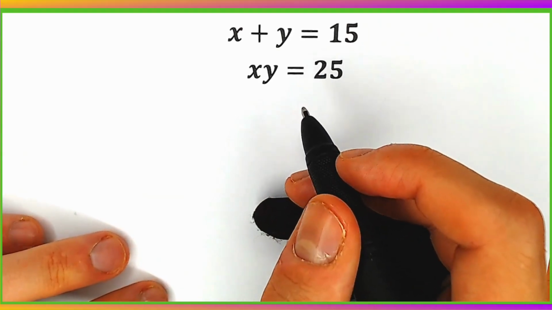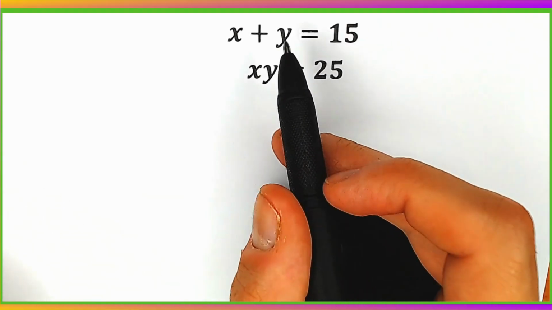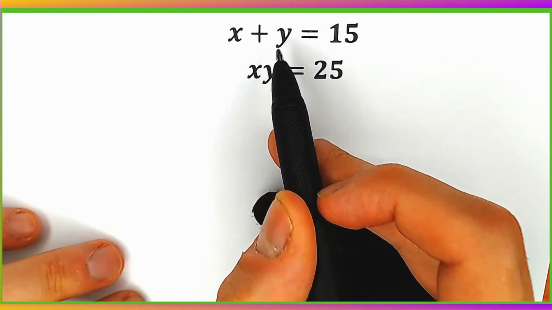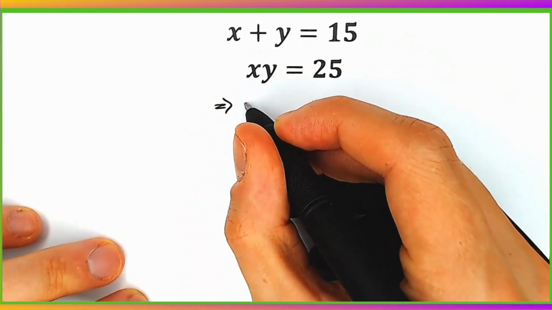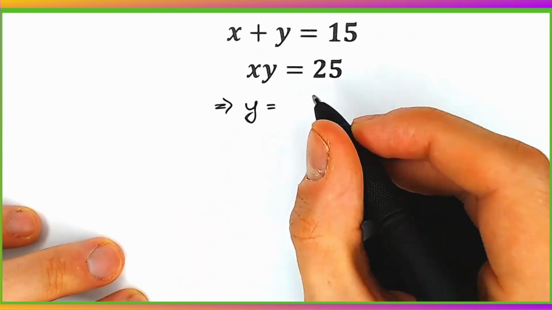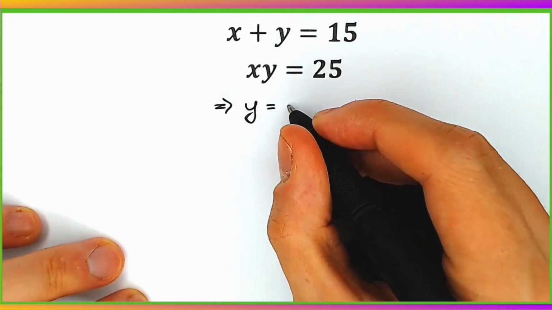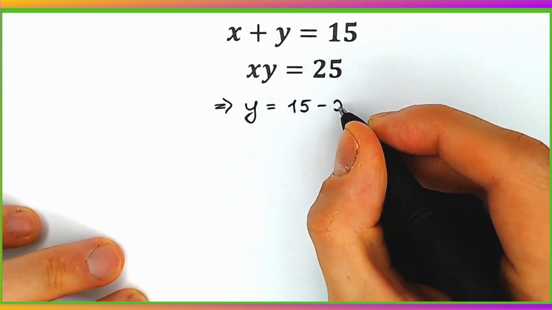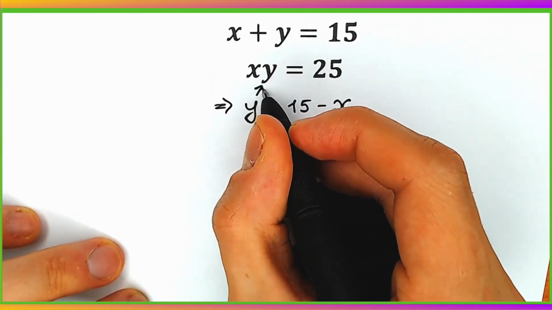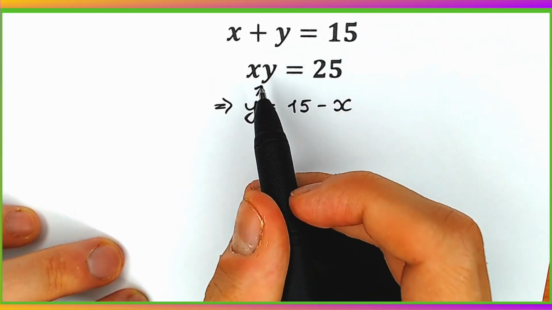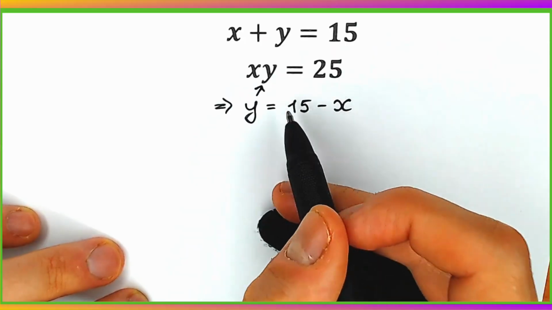Okay, so this is a very basic algebra question, that's why we're going to express y from the first equation. This is our first step: from the first equation, y equals 15 minus x. Right now let's plug this expression into the second equation. We have absolutely the same y in the second equation, but we're not going to plug in y, we're going to plug in 15 minus x.